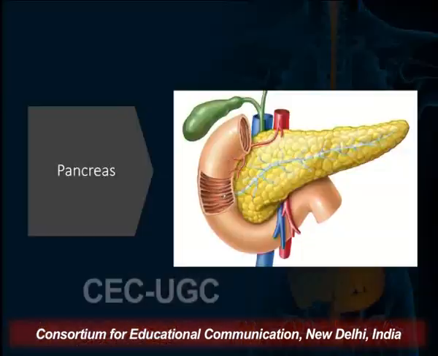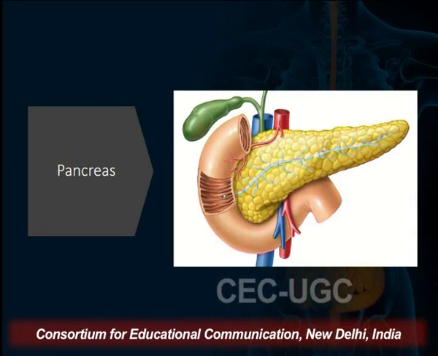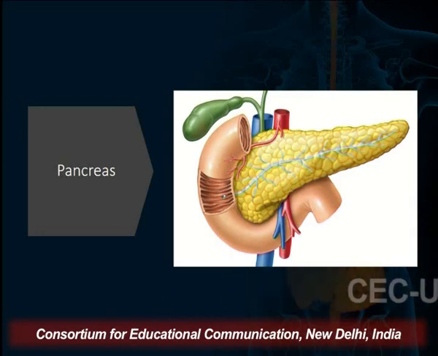The yellow one you can see in the diagram is the pancreas. Among other functions, the pancreas is the chief factory for digestive enzymes that are secreted into the duodenum, the first segment of the small intestine. These enzymes break down protein, fats and carbohydrates.